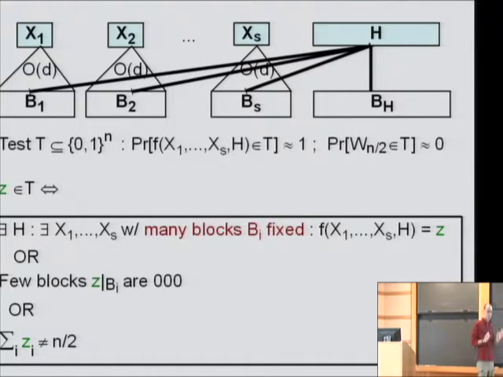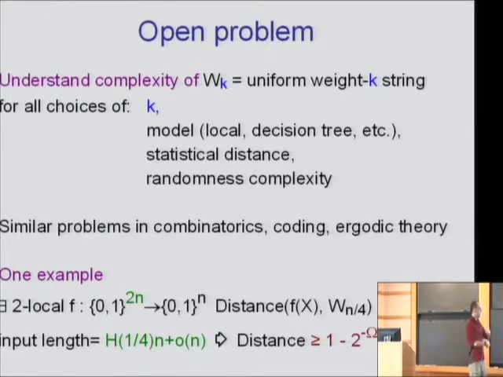I think it would be interesting to throw in some information theory and think about the communication that I tried for a long time, and I didn't succeed. In fact, let me mention an open problem. So a general goal is that I want to understand the complexity of sampling W_K. Okay, so uniform strings of weight K for any choice of K, the Hamming weight, the model. You want to do it with local decision trees, AC0, and so on, statistical distance, and the randomness complexity. I think that there's a lot of things to be done here.